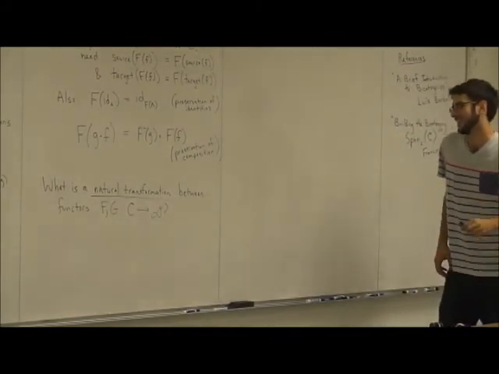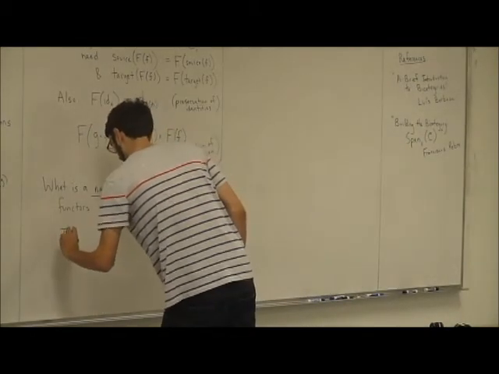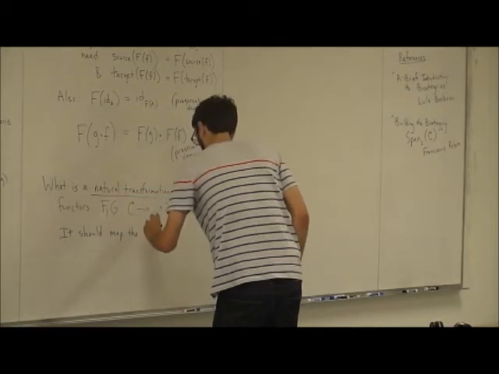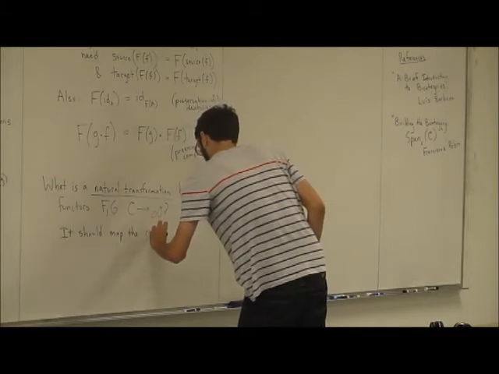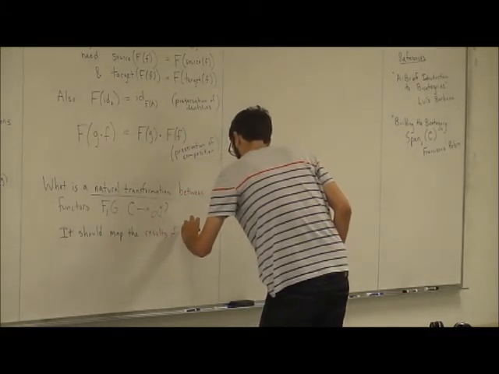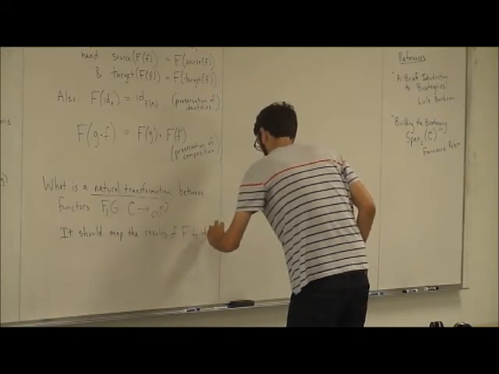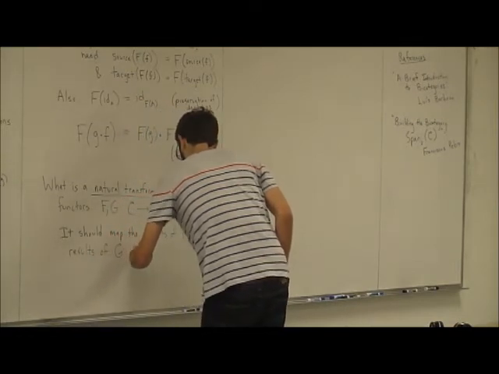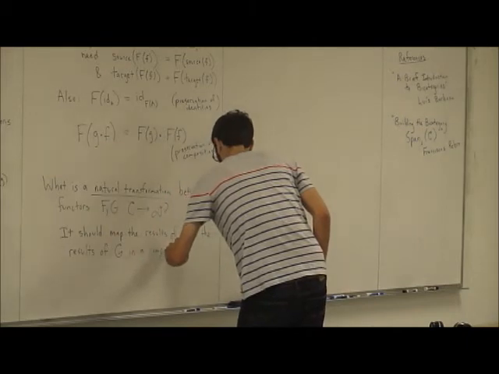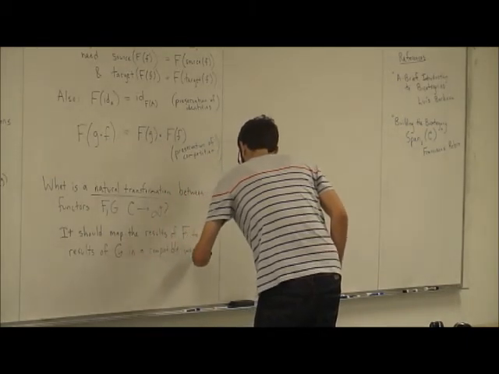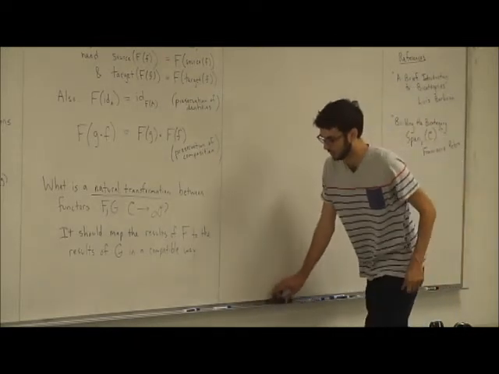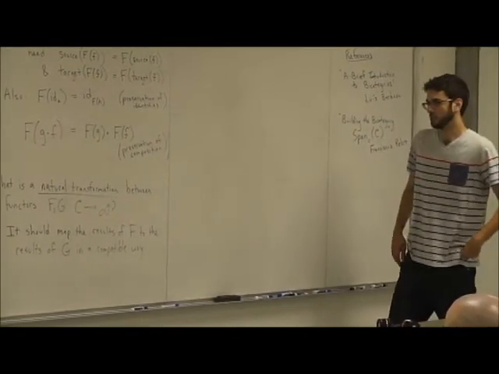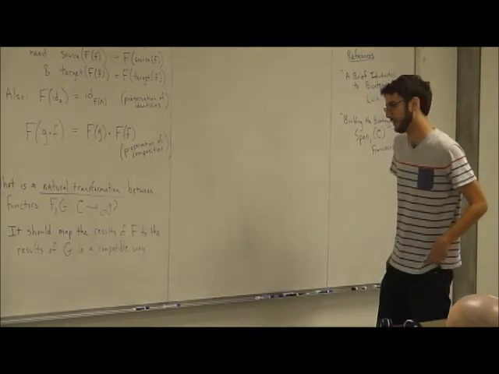Okay, well, what it should do is map the results of F to the results of G in a compatible way. Always this extra requirement in category theory and pretty much all over mathematics that you don't just do any old mapping, but you try to preserve any kind of structure that's lurking around in the background, right?